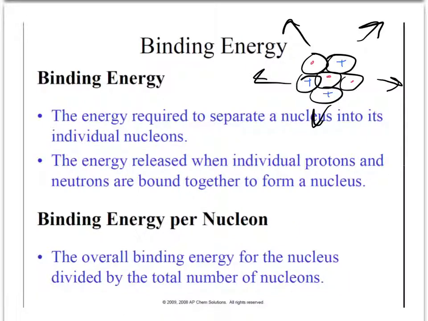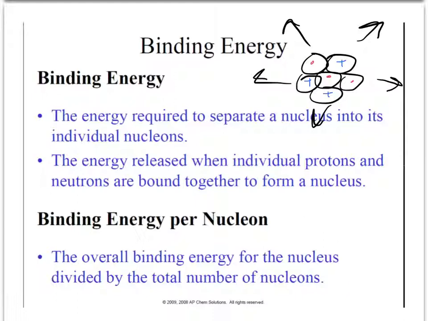So when you do this backwards, if you were to take those same 6 nucleons and put them back together, the energy that would be released would be the same, just backwards in magnitude. So the same amount of energy that would be required to pull them apart is the amount of energy that's released when you put them back together. So what goes in goes out.